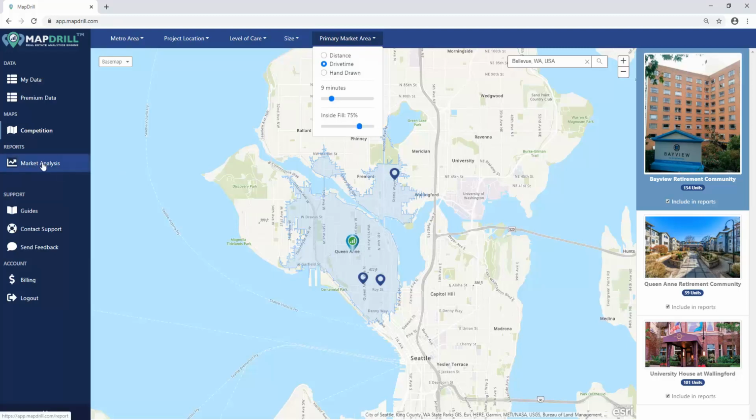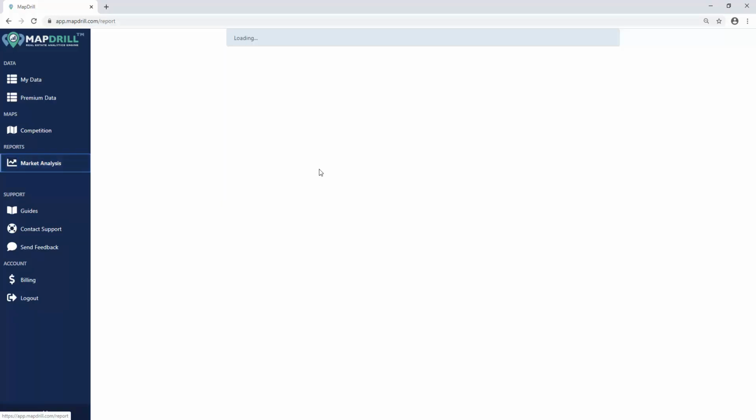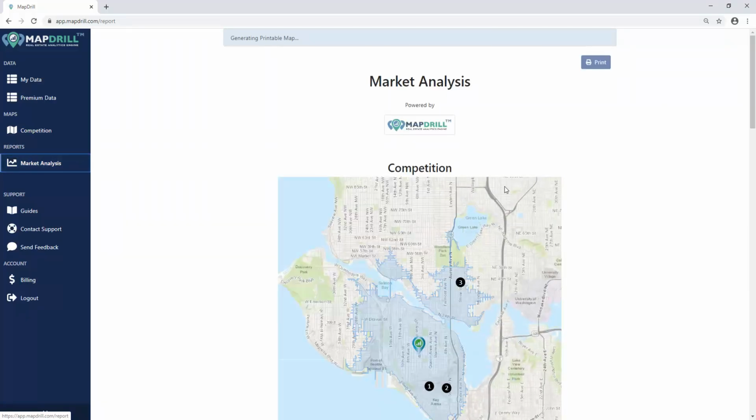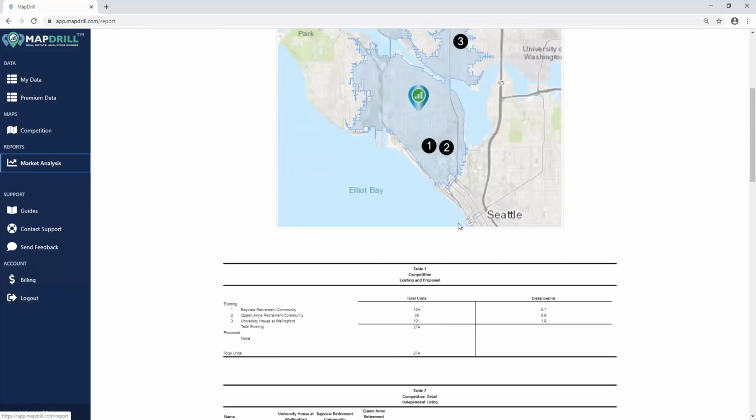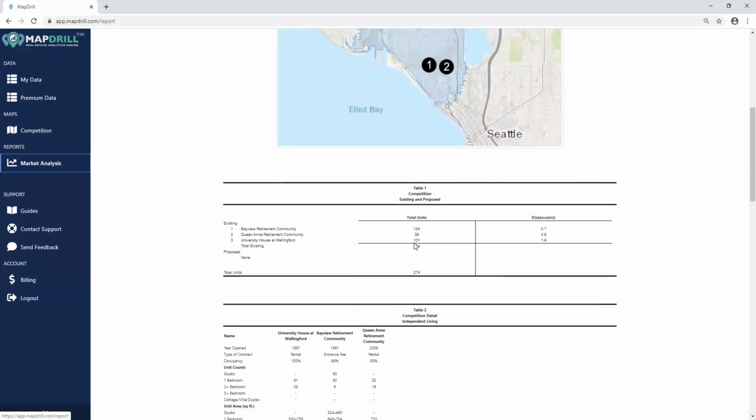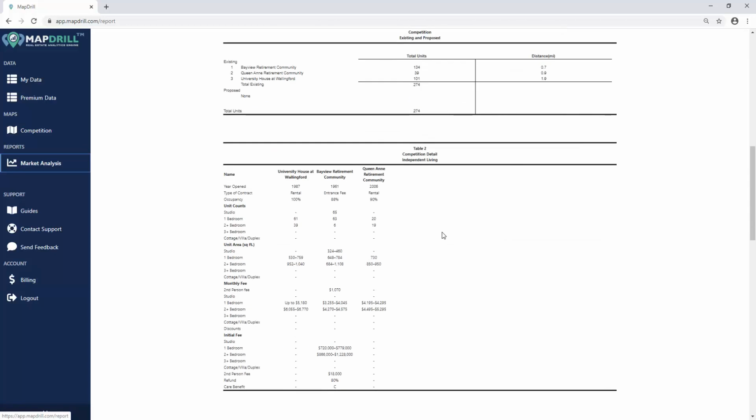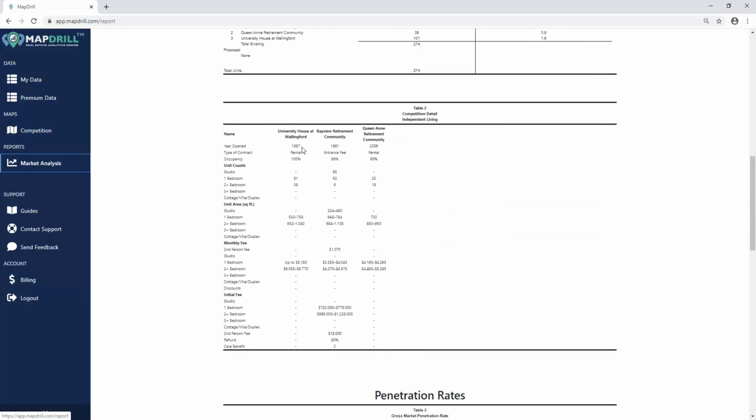Then you simply go over here and run your market analysis. The computer is going to think, pull all the data, do some calculations, and it will come up with a map with all the projects numbered. It will tell you the size of the competition and the distance. It will give you some detail on the competition, give you the year open, the type of contract, their occupancy, unit counts by unit type, the size of their unit types, and the pricing of those units, whether they're monthly fees or their entrance fees.